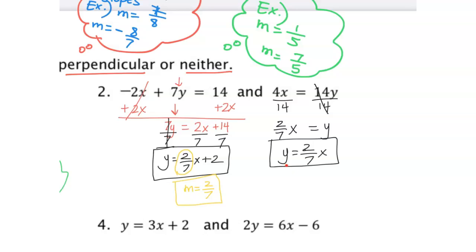Well, since it's slope-intercept form, the number being multiplied by x is 2 over 7. So let's go ahead and circle it. That's our slope. m is 2 over 7. Well, what do you know? 2 over 7 and 2 over 7 are the exact same fractions. So therefore, these two lines are parallel. Boom. We've completed number 2.